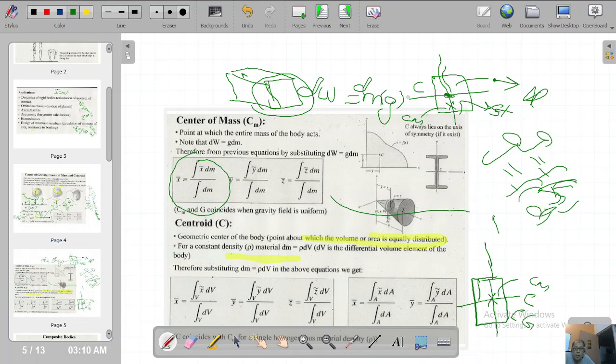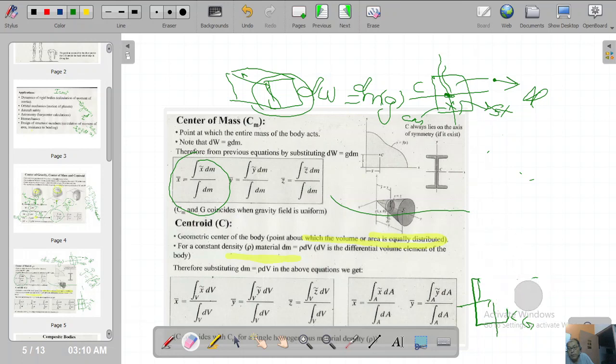Another very important thing, just for extra knowledge to gain, is that, please forgive, my work is a bit more shabby.